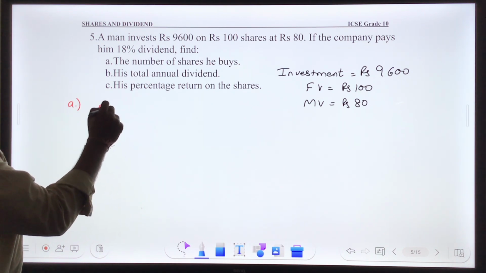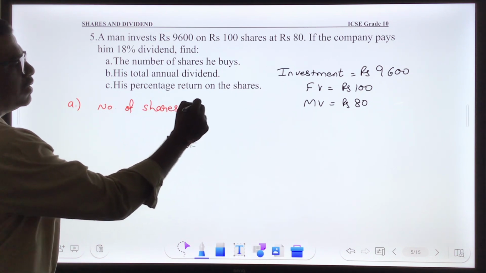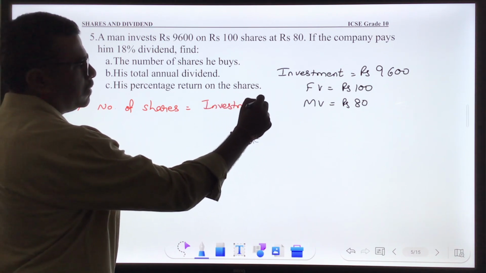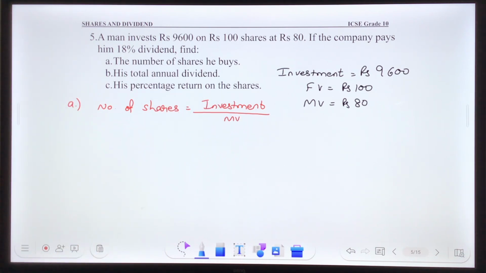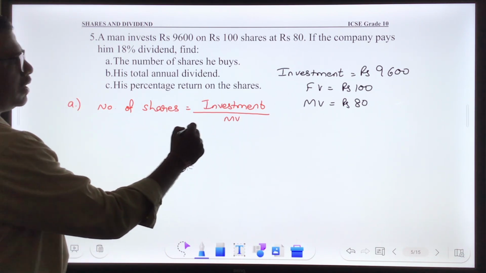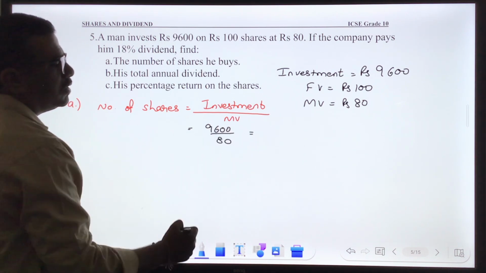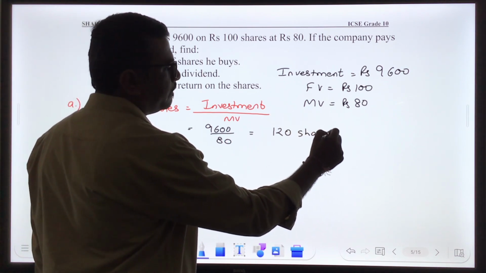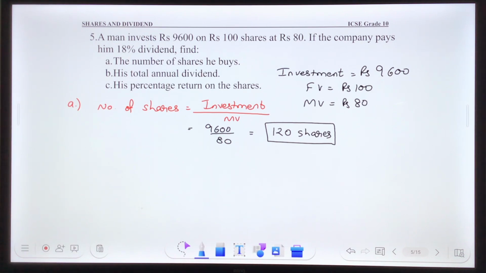So number of shares will be his total investment divided by market value of one share. So that will be 9,600 divided by 80. So that gives 120 shares. So he bought 120 shares of this company.